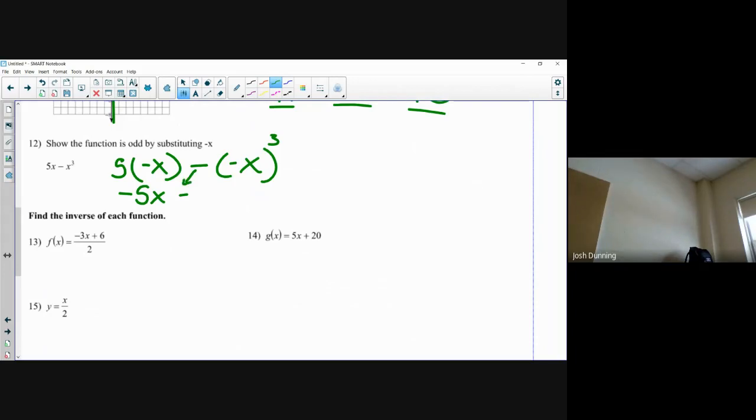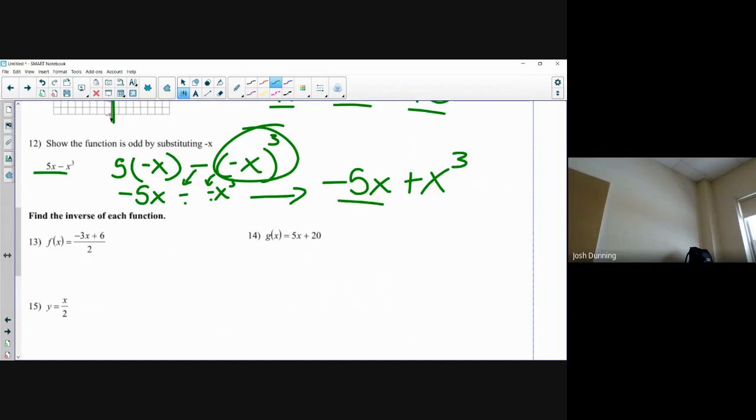Then we have, and you know, I'll get rid of these parentheses to make it less confusing for you. This right here is negative x cubed. So we got a double negative, which switches that to plus x cubed. The 5 changes signs. The x cubed changes signs. Odd.